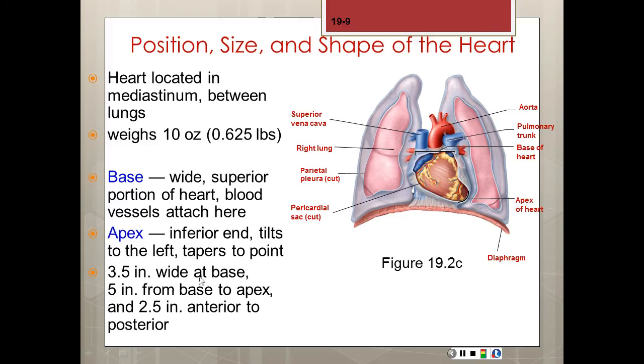Okay, so you see the measurements here that I have for the base. The base is 3.5 inches wide and 5 inches from the base to the apex. And then the apex from anterior to posterior, so that's the front to the back, that's just 2.5 inches. So if you ever have a measuring tape, just pull it out and get 5 inches, and you'll see that's the approximate distance from the base to the apex.